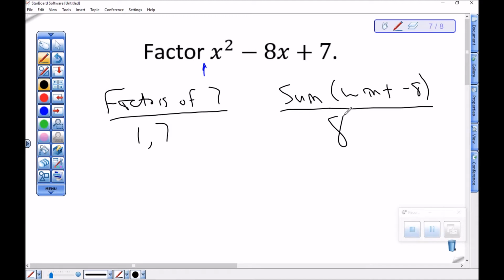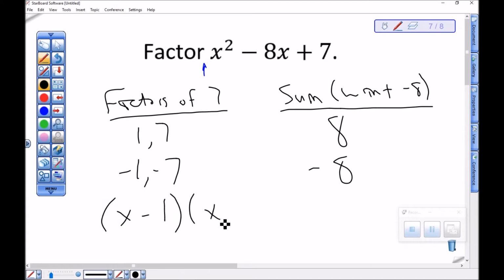Now, you may feel like, well, but those are the only factors. However, you need to remember that 7, positive 7, is also negative 1 times negative 7. Okay, those are factors of positive 7. And negative 1 plus negative 7 is negative 8. That means these factors should be x minus 1 times x minus 7.